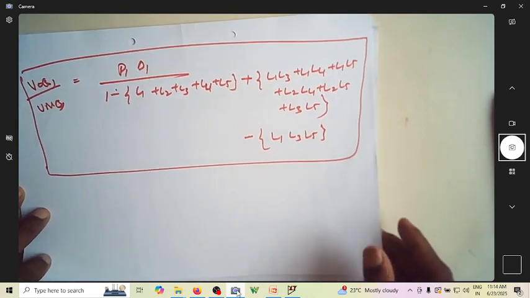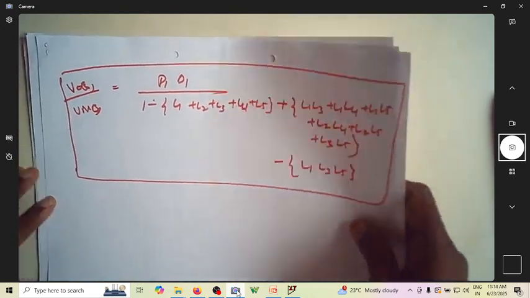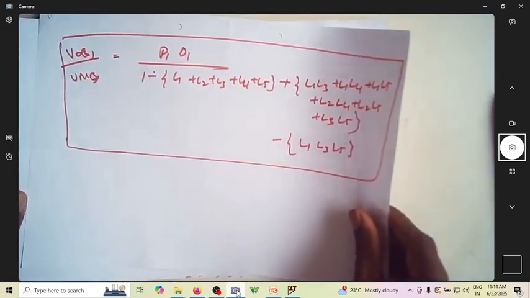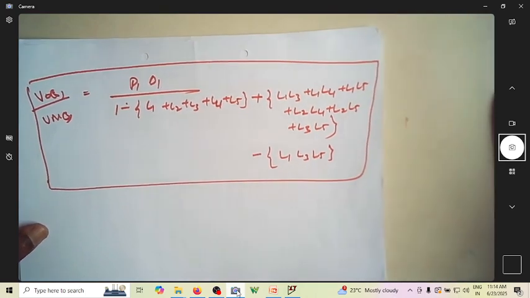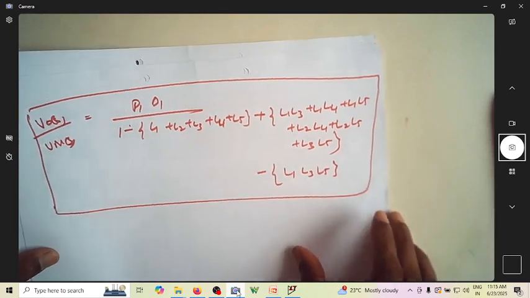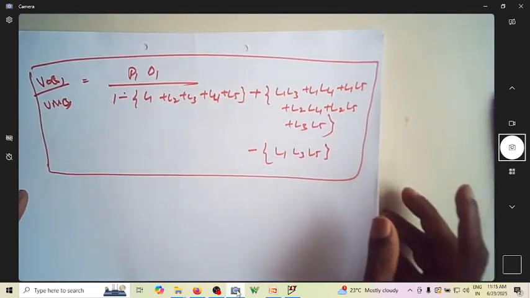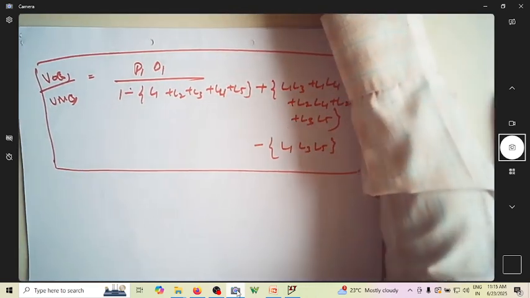Okay. So in this video, we will stop here. This is how you can find the transfer function of any given circuit diagram, by writing the signal flow graph and then solving it. Thank you.